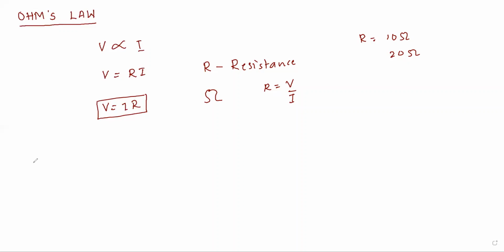Let me clear the screen. The first limitation for Ohm's law is that Ohm's law is only applicable for metals. This is not applicable for electrolytic solutions. That is, electrolytic solutions do not obey Ohm's law. Ohm's law is applicable only for the metals.